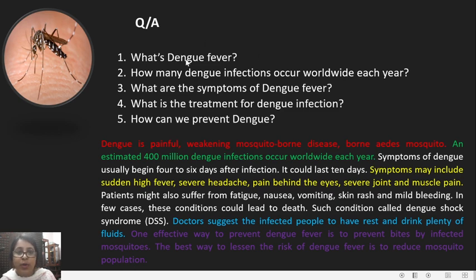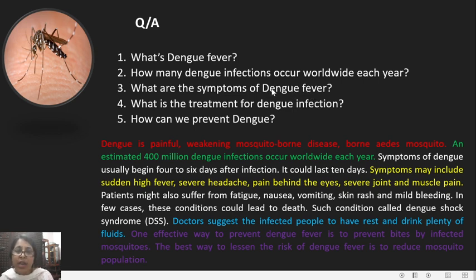So first one, what's dengue fever? Dengue is a painful, mosquito-borne disease, borne by the Aedes mosquito. So this first line is actually answer number 1. Second, how many dengue infection occurs worldwide each year? So here is the answer, second line. An estimated 400 million dengue infection occurs worldwide each year. So here you can write down the answer. Okay, third one, what are the symptoms of dengue fever?